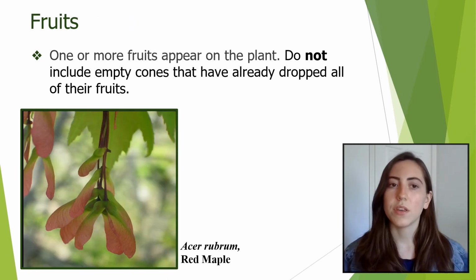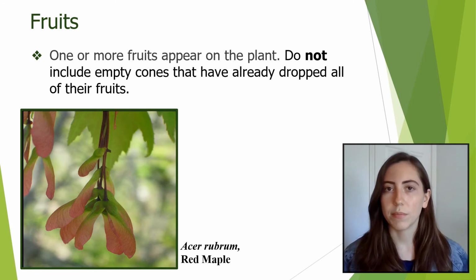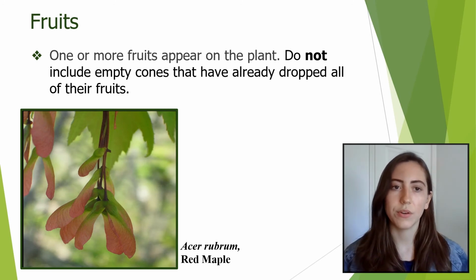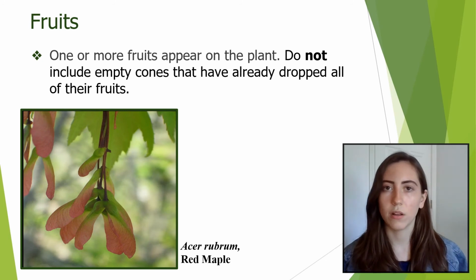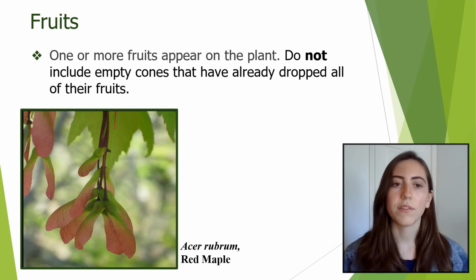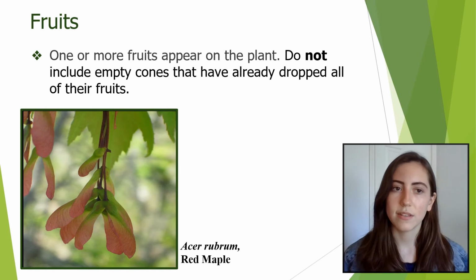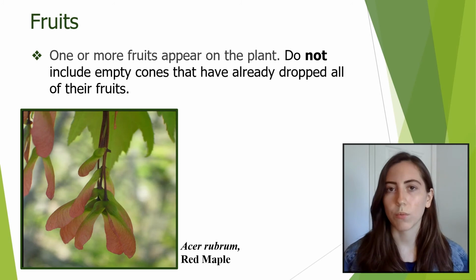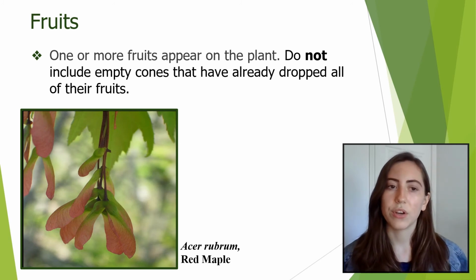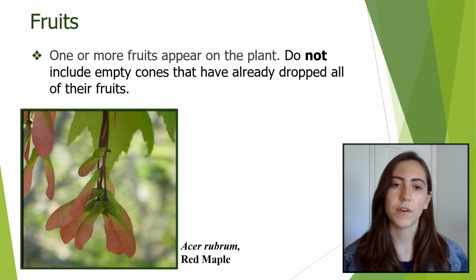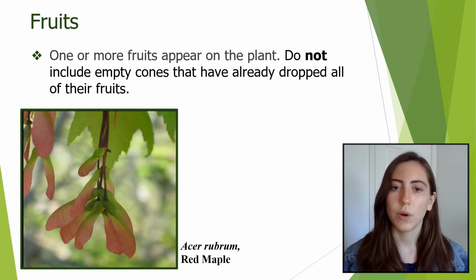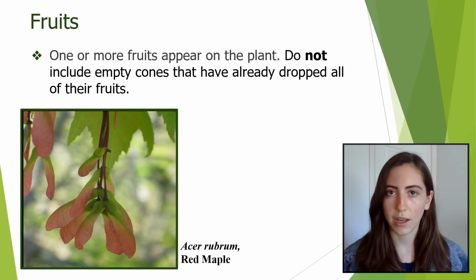In this phase, you would observe one or more fruits on the plant. Do not include empty cones that have already dropped all of their fruits. Fruits are very species specific. For the red maple, or Acer rubrum, the fruit is 2 joined seeds in a V shape, each seed having a wing that changes from green or red to tan or brownish and drops from the plant. You can look up phenophase photo guides to help you identify what the fruits of a particular plant look like.